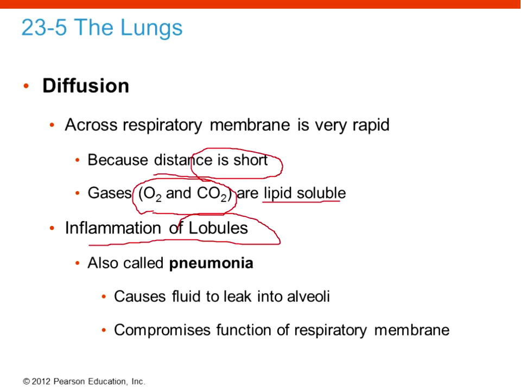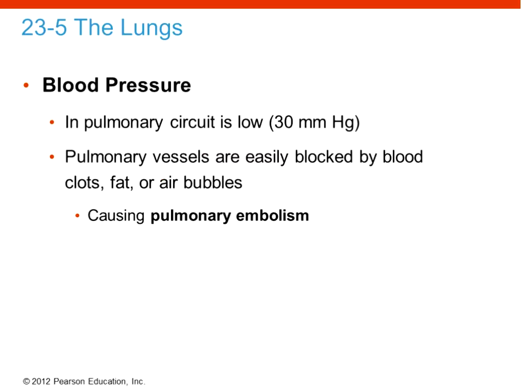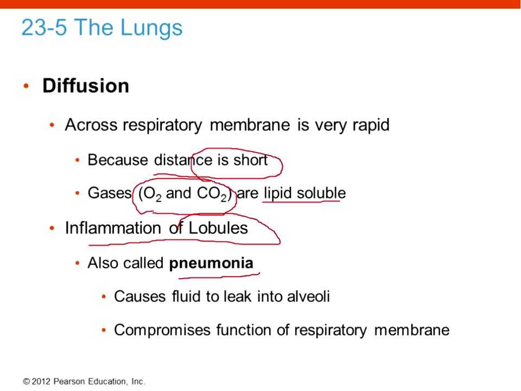And if you have, for instance, inflammation of those lobules where it's supposed to cross over, that is pneumonia. It can be very dangerous because if you have pneumonia, you get fluid leaking into the alveoli, and again, it's going to compromise that function of the respiratory membrane. If you have fluid in there or collapse of those alveoli, as we described before, it's not going to be easy for gas to diffuse across that membrane. Okay, so that's really important. And pneumonia can be very serious, especially in young children or older individuals, it can be very dangerous.